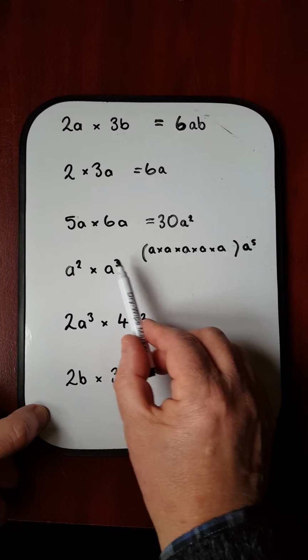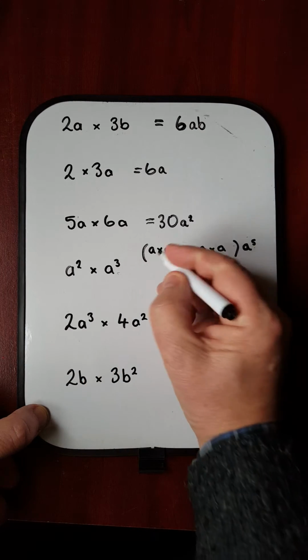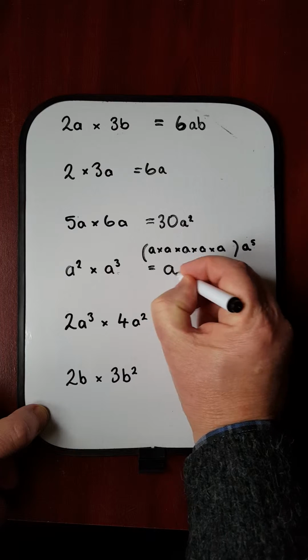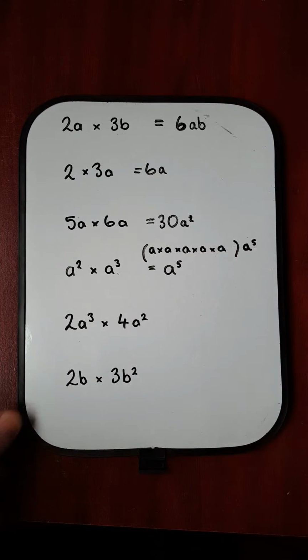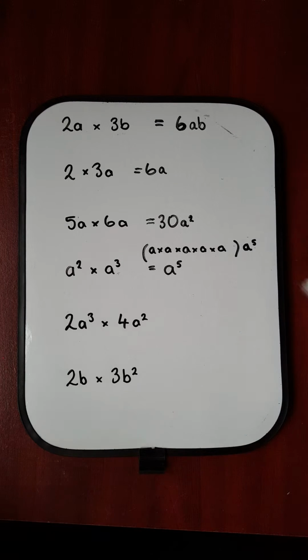You add those 2 powers together. 2 plus 3 makes 5. So it's a to the power 5. I've just written it out there to show you how you derive a to the power 5. But you don't need to do that. All you need to do is know that you add the powers together.